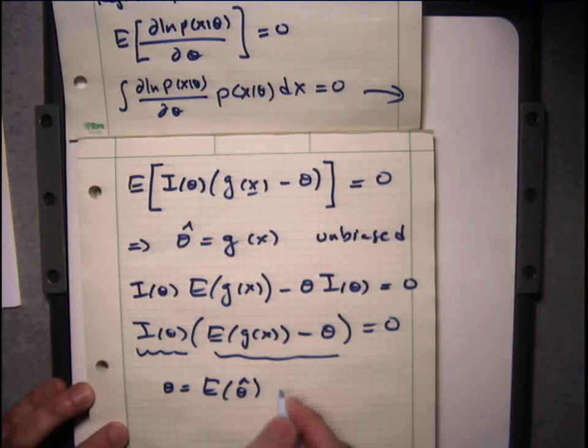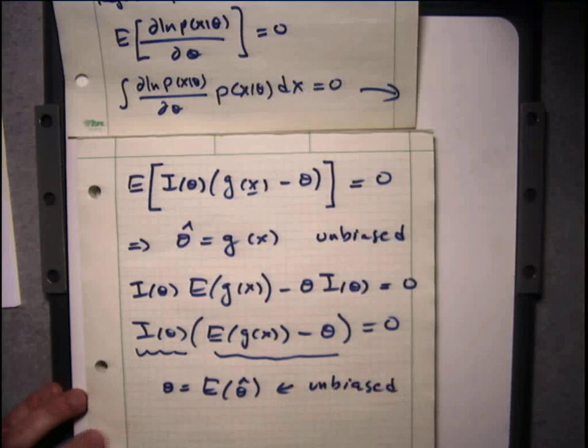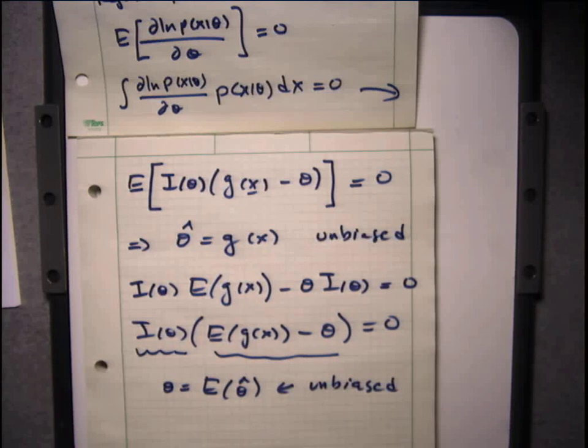Okay, so this means that the estimator is unbiased. Okay? Is that a little more clear? So g of x is theta hat. Okay, so that part we've got.